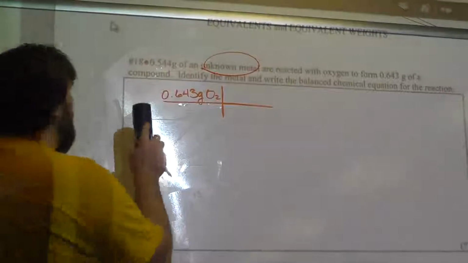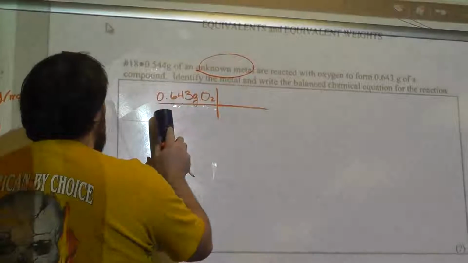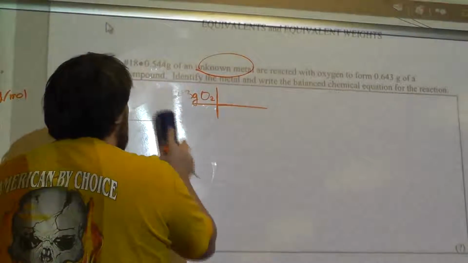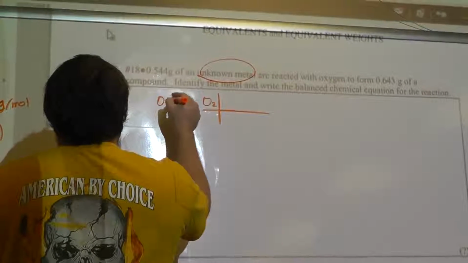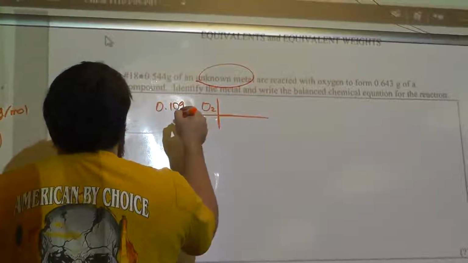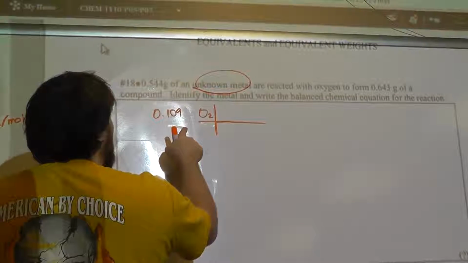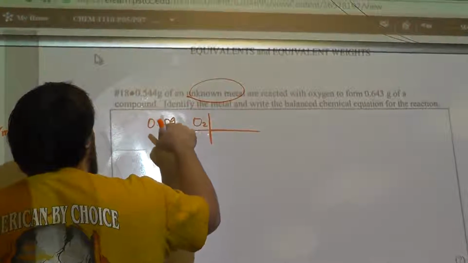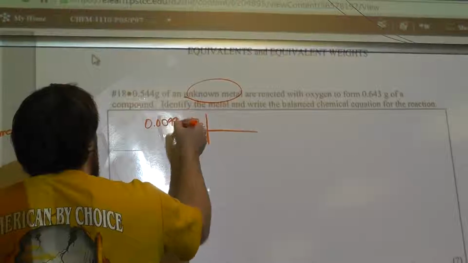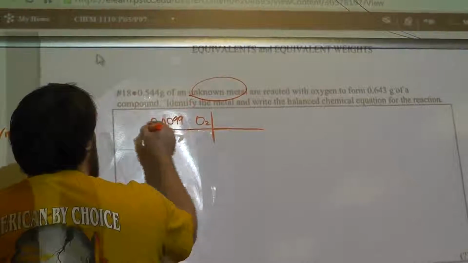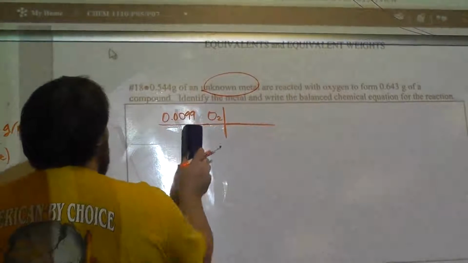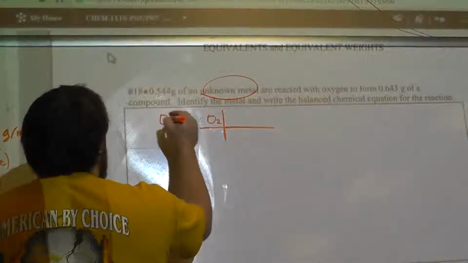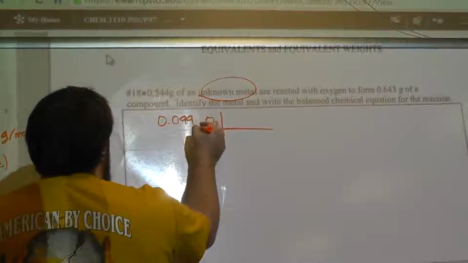Oh, I'm sorry. Yeah, subtract. Will somebody subtract that? So 0.544 minus the 0.643, and tell me just what the oxygen contribution is. 0.099 grams. Like that. Yes.